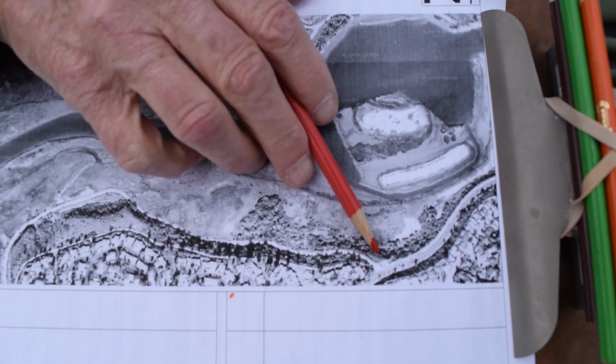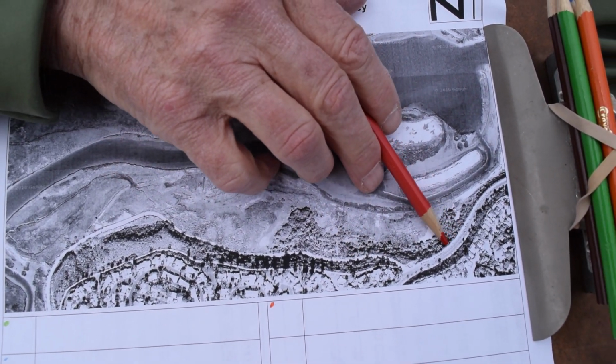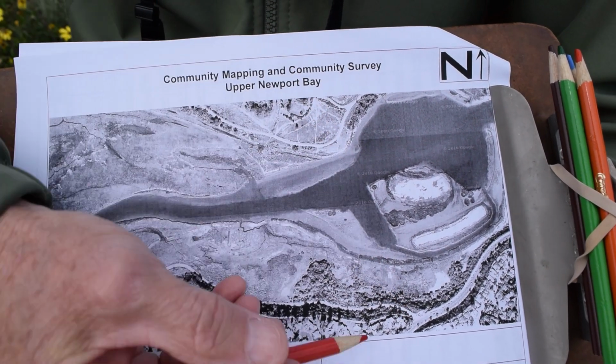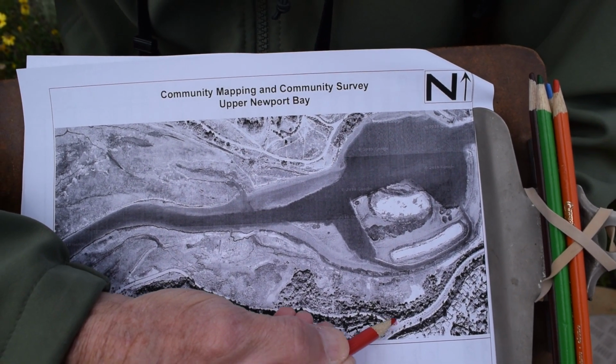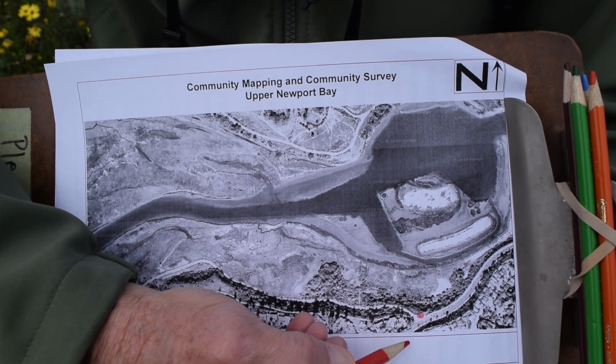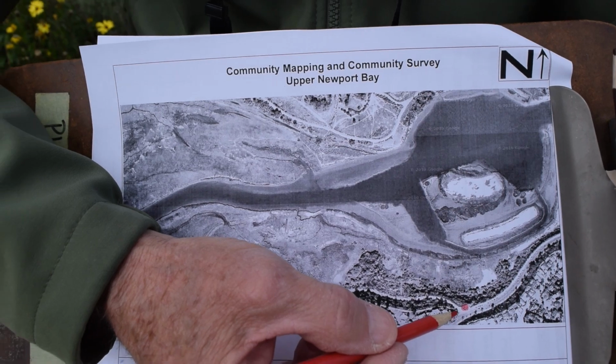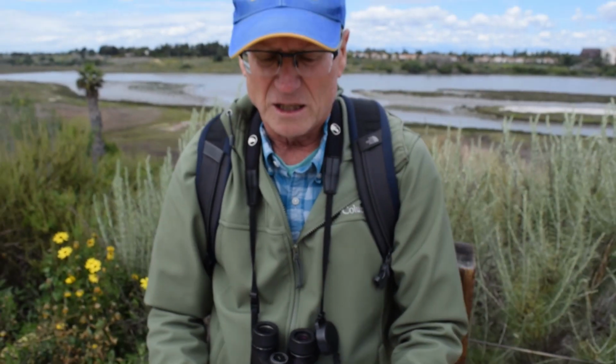We are at the intersection of East Bluff Drive and Back Bay Drive in Newport Beach. So we're on the little Vista Point overlook right here. This is East Bluff and this is Back Bay Drive. So let's talk about why we're here. We're here to do a community mapping.